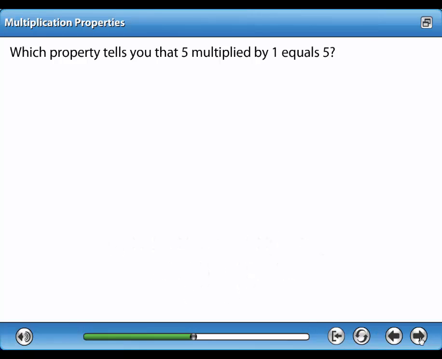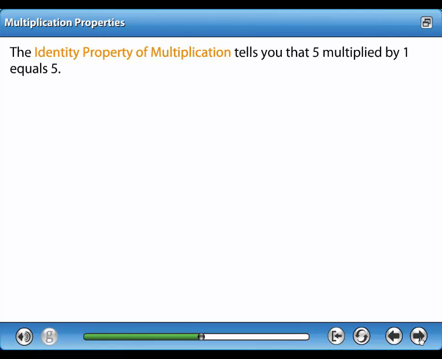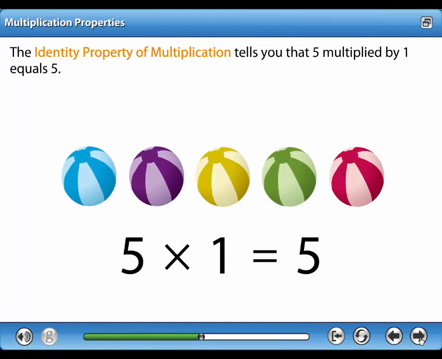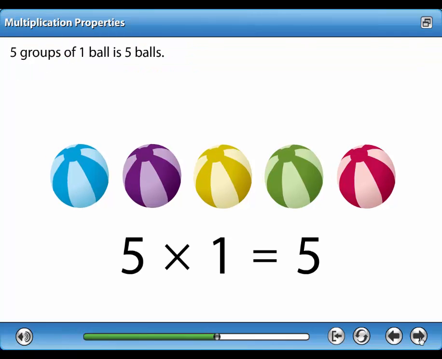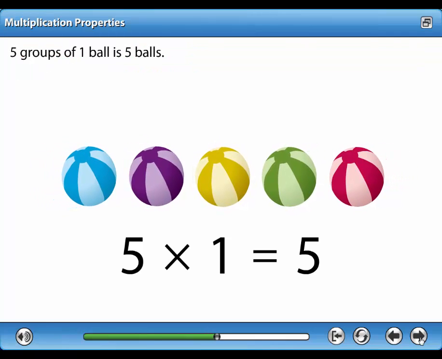Which property tells you that 5 multiplied by 1 equals 5? The identity property of multiplication tells you that 5 multiplied by 1 equals 5. Identity property of multiplication. When you multiply any number by 1, the product is that number. 5 groups of 1 ball is 5 balls.